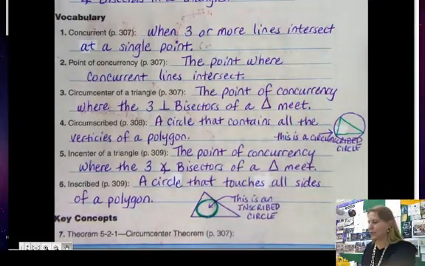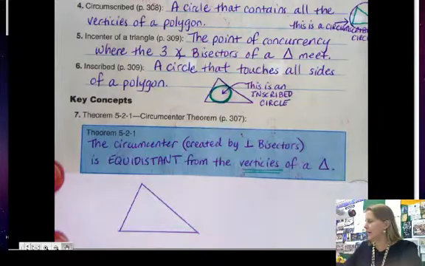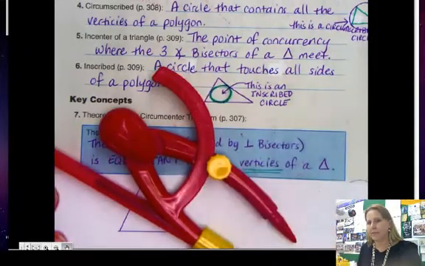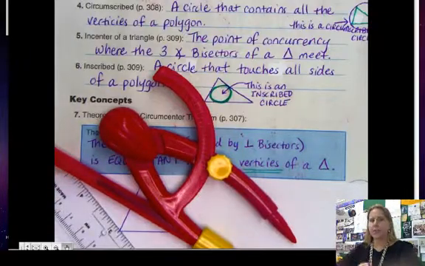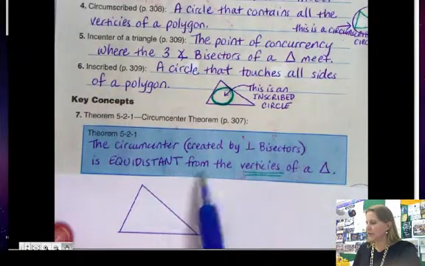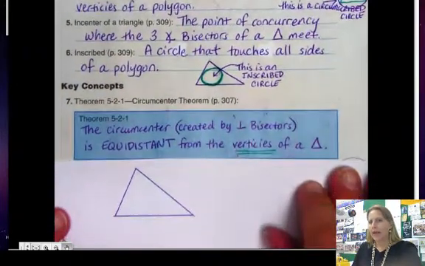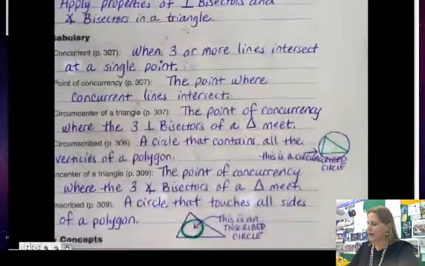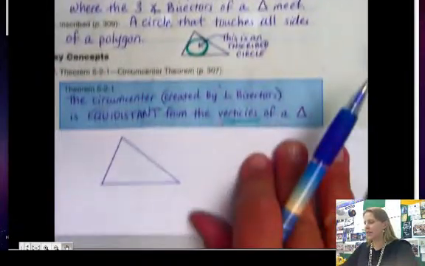So our first theorem for today is the circumcenter, and I need for you to take out your compass, and I need for you to take out your straight edge, because we're going to be doing a little construction here. So a circumcenter is created by the perpendicular bisectors, and as I said up here, it creates a circumscribed circle where it touches all the vertices. So we're going to create that down here.